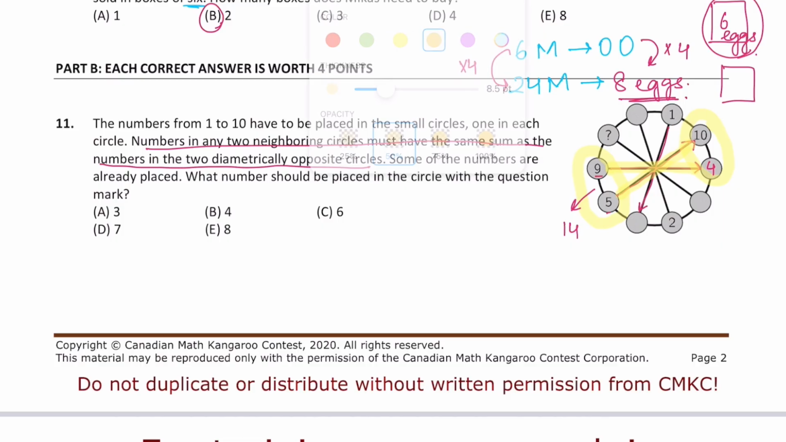Now, let's say I'm doing 5 plus something, and it needs to be equal to the opposite ones, which in this case are 10 and 1. 10 and 1 is 11. 5 plus 6 is 11.